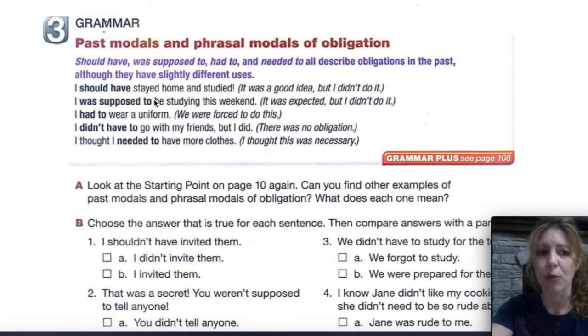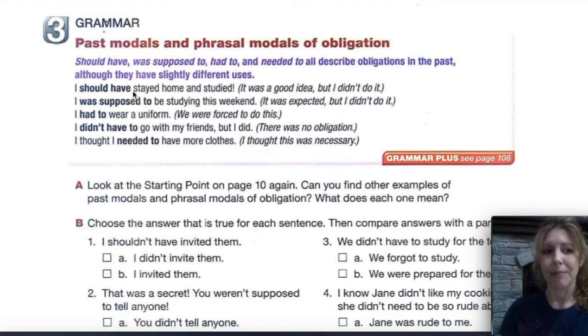The rest of them, should have, was supposed to, didn't have to, probably didn't happen. Also I want to make a note: if you put a negative or a not in here, I should not have or I shouldn't have, then it's the opposite. It means you did something, but you regret it. I shouldn't have gone to the beach with my friends. Still with the past participle. I shouldn't have gone to the beach, but you did, and now you regret it.